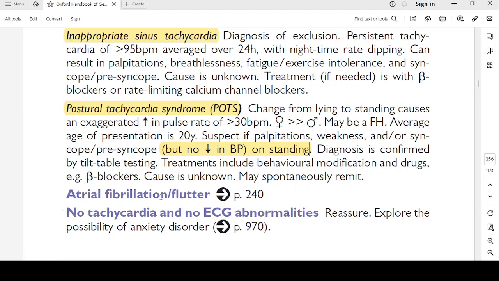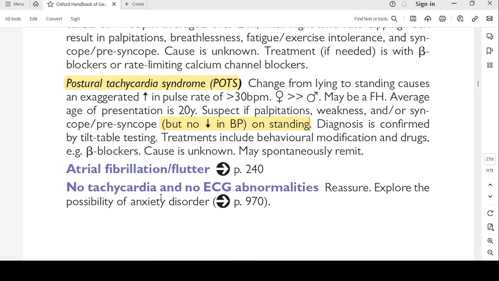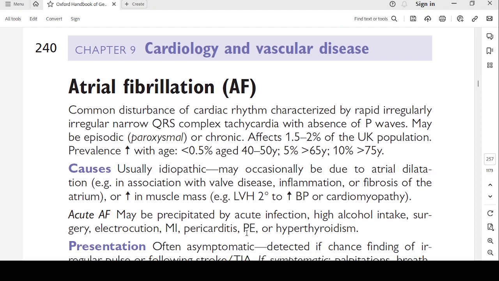Atrial fibrillation or flutter, we will see further on. No tachycardia and no ECG abnormalities: then reassure, and explore the possibility of anxiety disorder. So whenever the patient comes with palpitations and in the ECG you see no tachycardia or no ECG abnormalities, then reassure. Explore the possibility of anxiety disorder. Anxiety can also cause tachycardia.